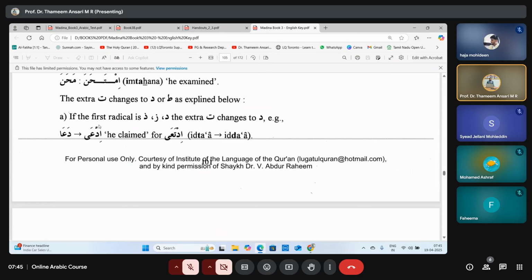The first radical is dal, zal, or za. If the first radical is either dal, za, or zal, the extra ta changes to dal. Example, da'a, idda'a. He claimed, for id'ta'a. So this ta will be changed to dal, idda'a. Okay.